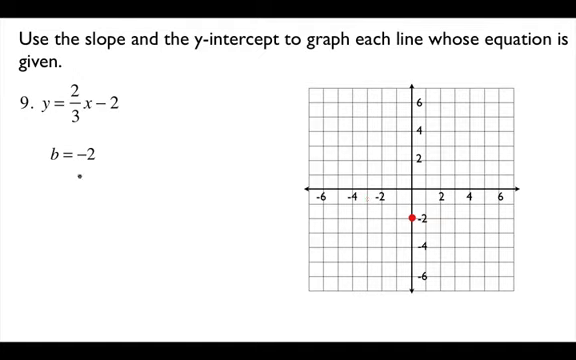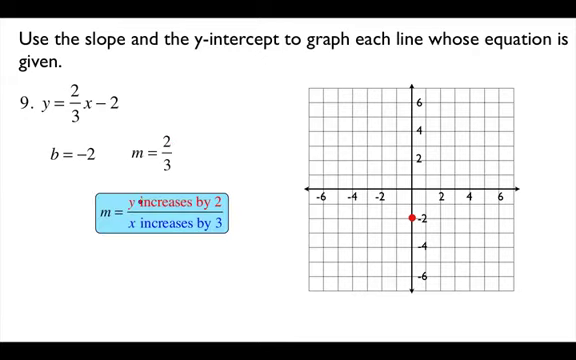Now from here, since I know that this is the b, I can find the m very easily, the slope, which is 2/3. At this point, I'm going to use definition 1 of slope, which is this. Basically, y increases by 2 and x increases by 3. So I'm going to go here from my y-intercept, and increase by 2 on the y and increase by 3 on the x. Then I have this, and this is where I have another point.